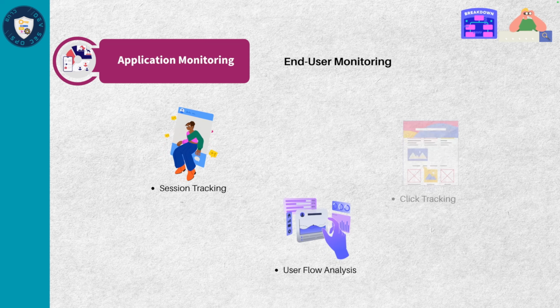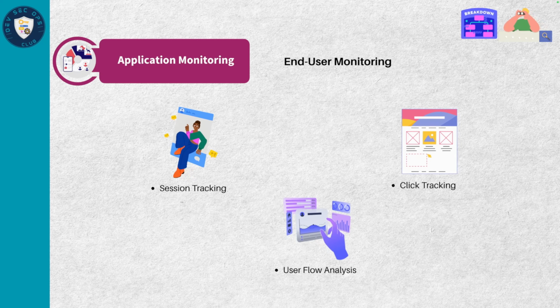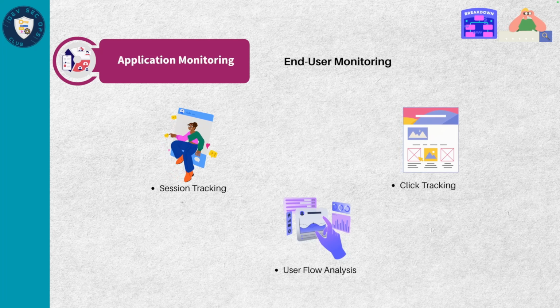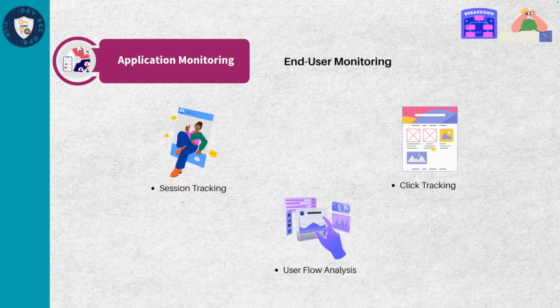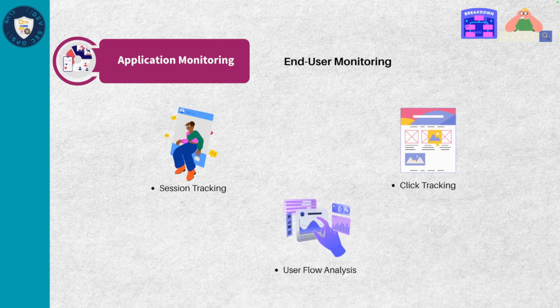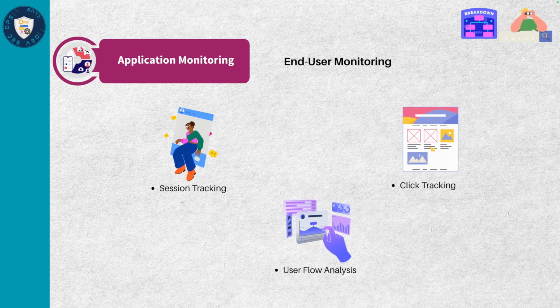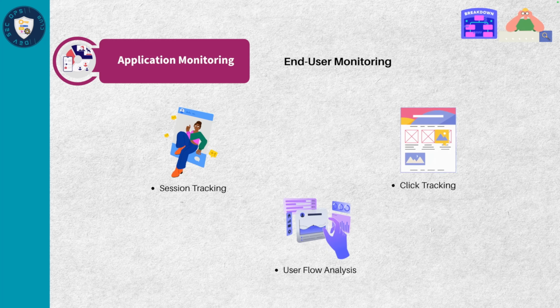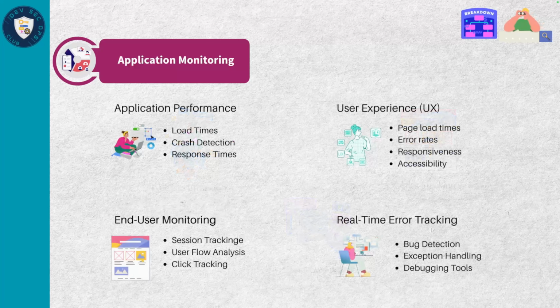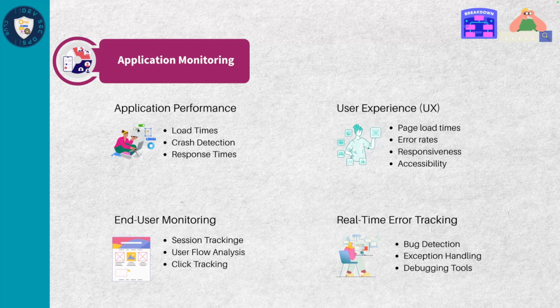Then we have click tracking, which captures click patterns to ensure interface design and functionality. Understanding user behavior helps developers refine the application interface, optimize usability, and eliminate friction points. That's why it is really, really important. This is a summary of what we have talked about in application monitoring. Application monitoring is essential for performance, usability, and user satisfaction. By tracking these elements, businesses reduce downtime, improve experiences, and increase customer retention.